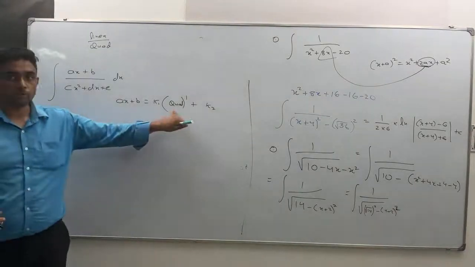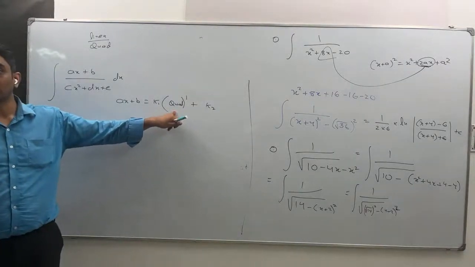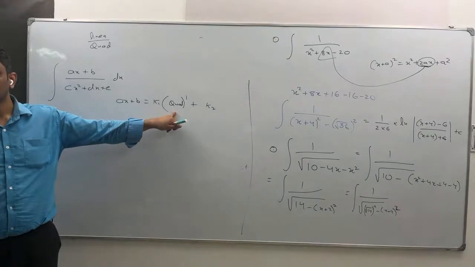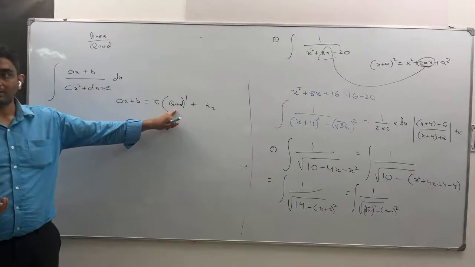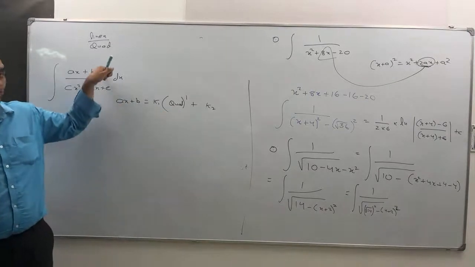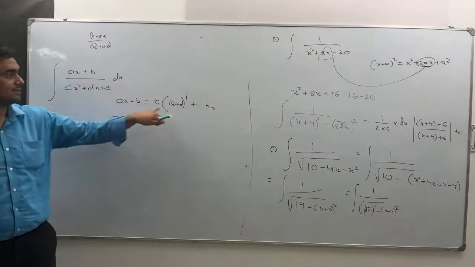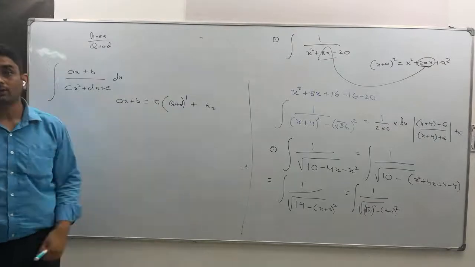Now, if this is quadratic, the derivative will be of what degree? One degree, linear. If this is quadratic, the derivative will be linear. This is also linear. So I can write everything as linear plus some constant. Now, what is the benefit of that?